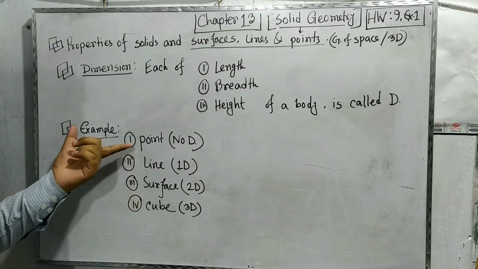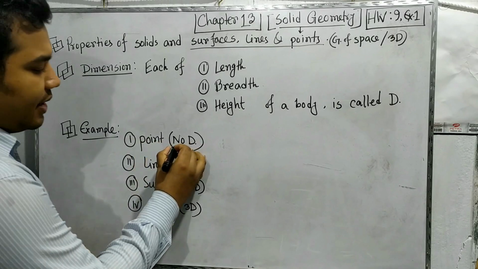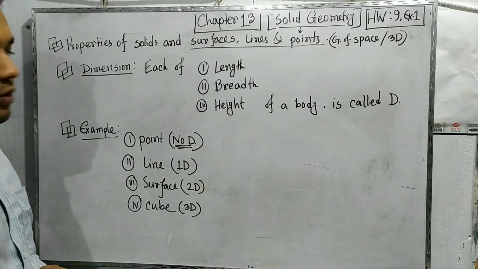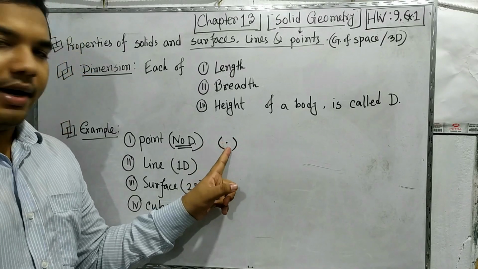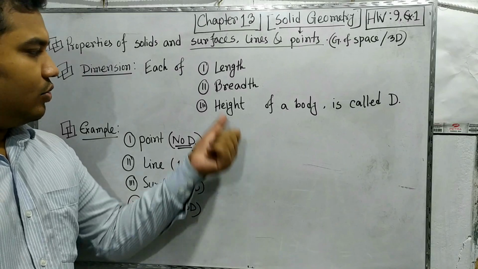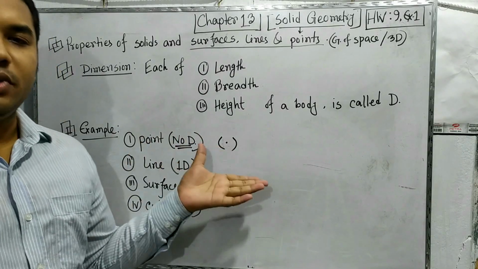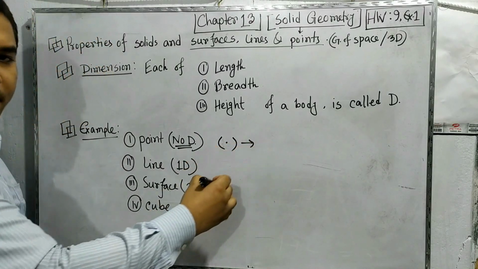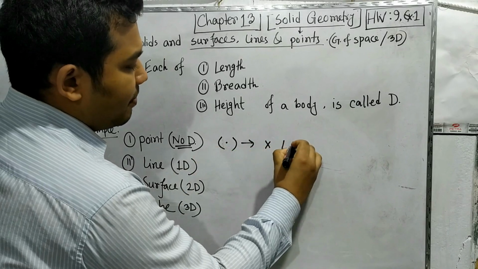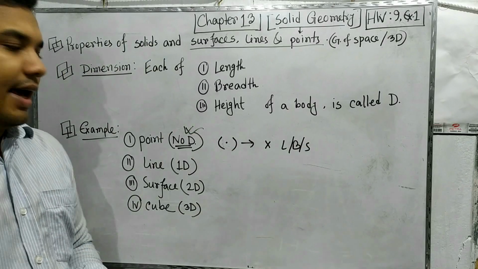That's why I first take the name point. What actually is a point? I have written here that a point has no dimensions. Why? Because if we see the figure of a point, it looks like this. In this point there is no length, no height and no breadth. It is just a position, having only position but no length, breadth or height. That's why it is said to have no dimensions.